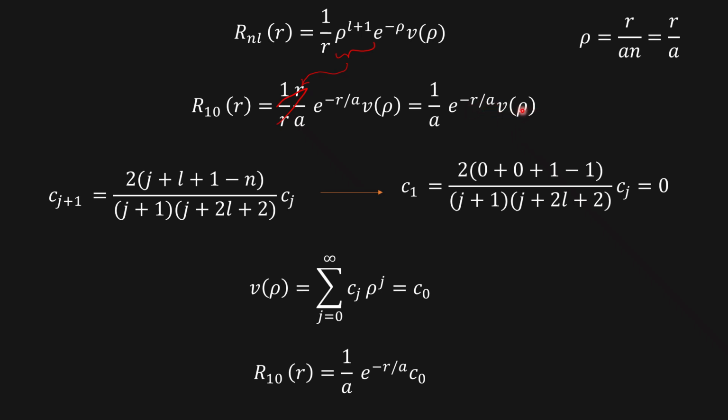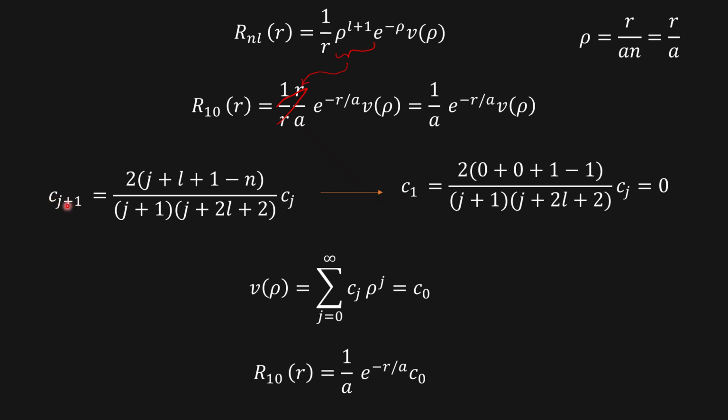So now we have to find v of rho. As I said, v of rho is by definition the summation over j equal to 0 to infinity of c_j rho to the power j. By definition, c_j plus 1 is equal to 2 times (j plus l plus 1 minus n) divided by (j plus l) multiplied by (j plus 2l plus 2). Now you take the numerator. What is j in our case? First you take j equal to 0.